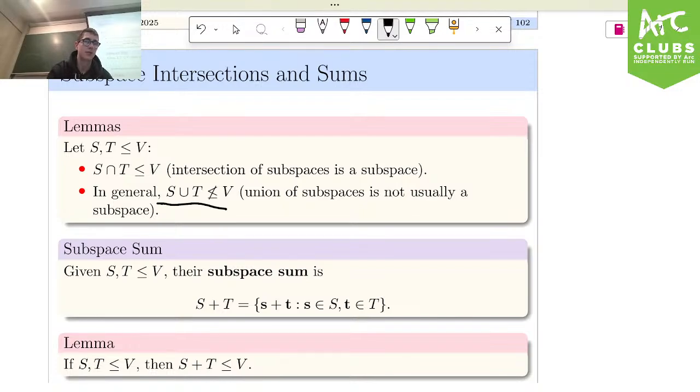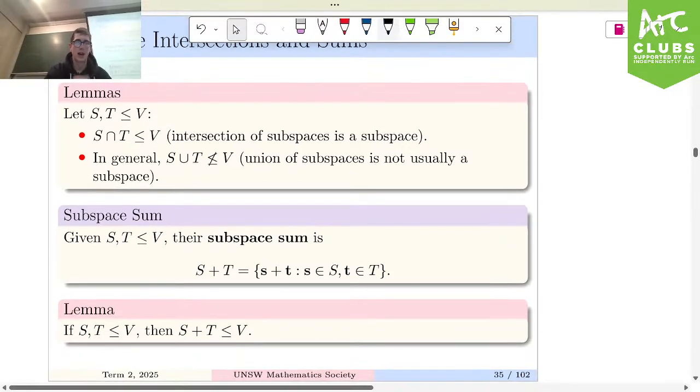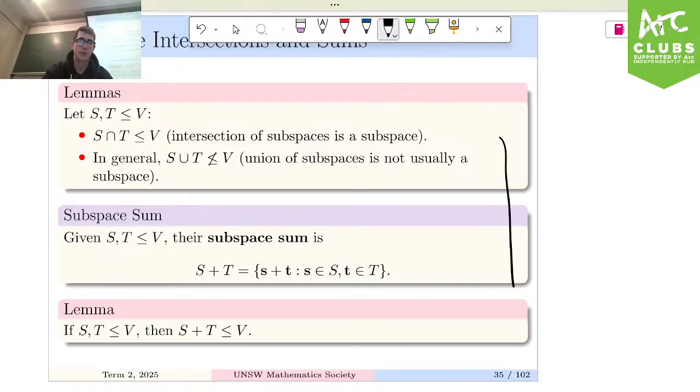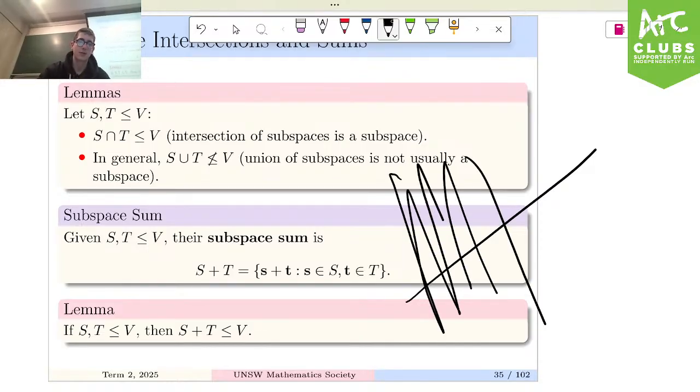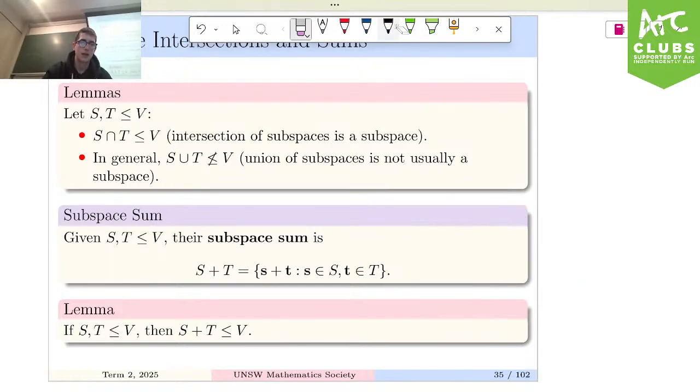We have to instead do what's called the subspace sum, where we take all the pairwise additions of every element in S and every element in T, so adding together all the different combinations of elements within our two vector spaces. And it does turn out that this subspace sum of S and T is good enough such that it is also a vector space. So for instance, in that example earlier with two lines, the vector space sum would be the plane formed by those two lines, or parallel to those two lines.